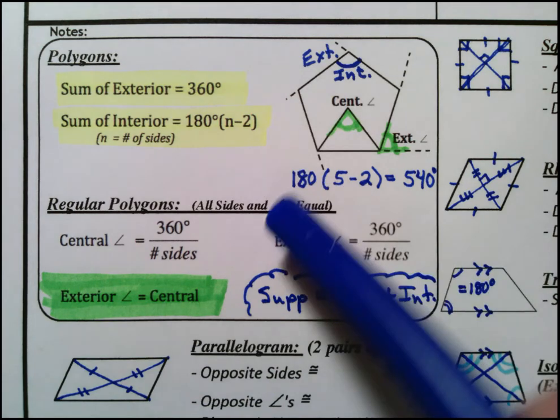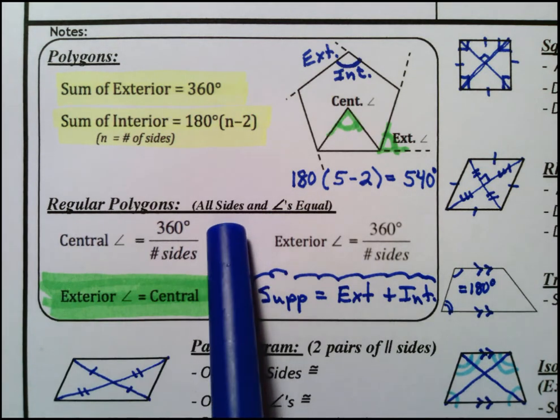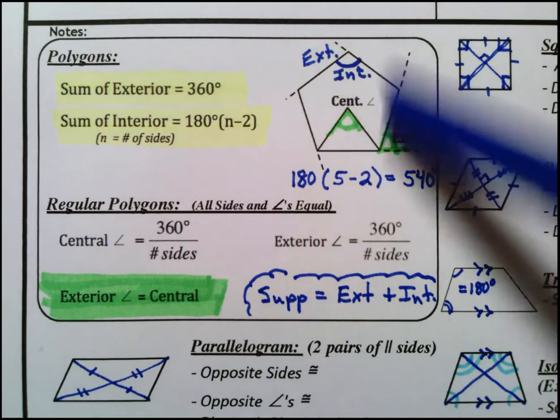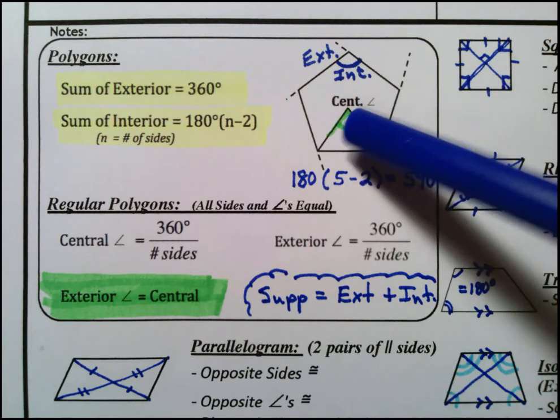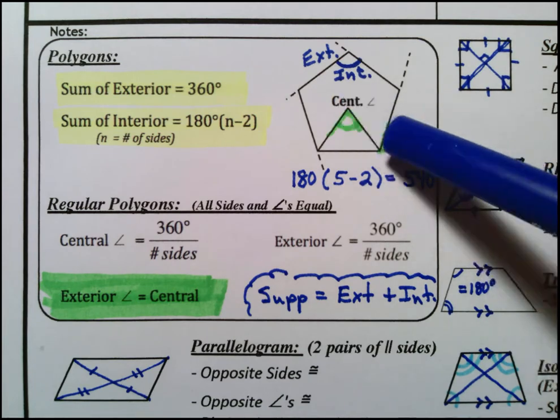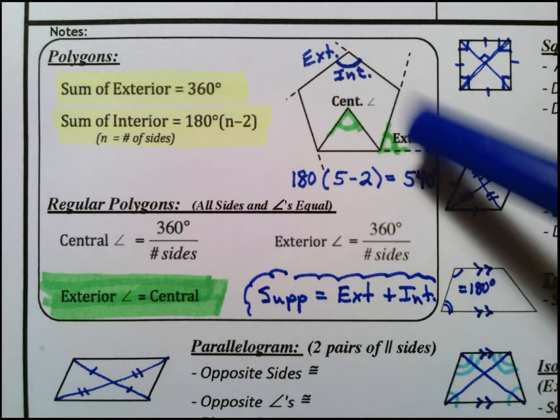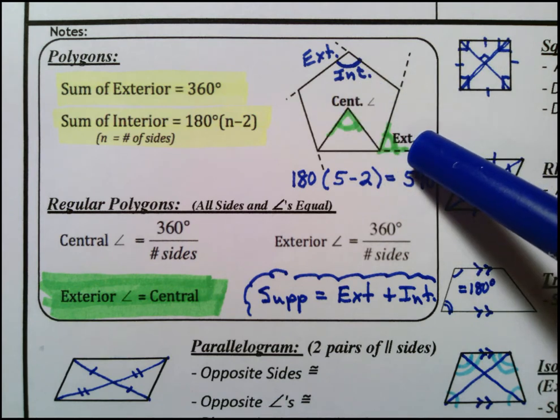When it's a regular polygon, you have to recognize that all the sides and the angles are going to be congruent. In that case, whenever you see a regular polygon, you're going to notice that the central angle and the exterior angle are going to always be congruent. So if I know this one, I'll always know the central angle, and if I know the central angle, I'll always know the exterior because they're always the same.